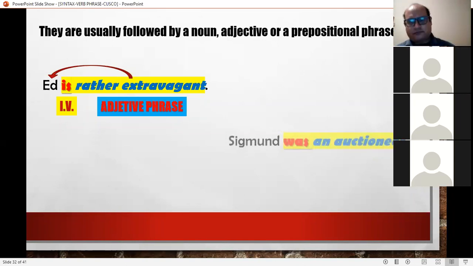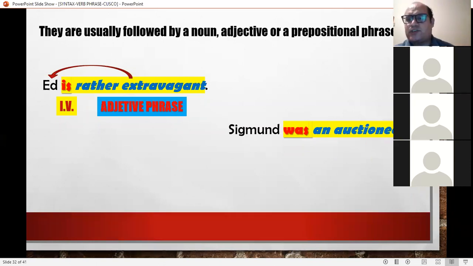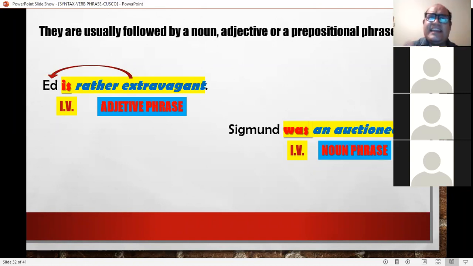Another example. Sigmund was an auctioneer. Again, notice here the verb be, that is the intensive verb, in past. And auctioneer now is a noun phrase. But this noun phrase is not talking about the verb. This noun phrase is talking about the subject. Who is Sigmund? Oh, the auctioneer. You are describing Sigmund.